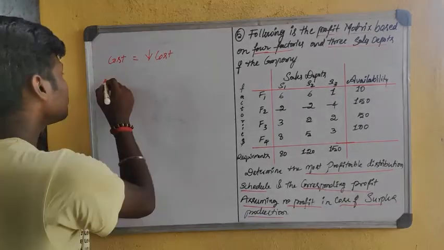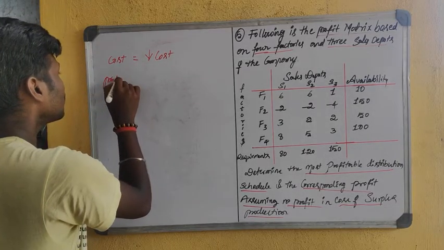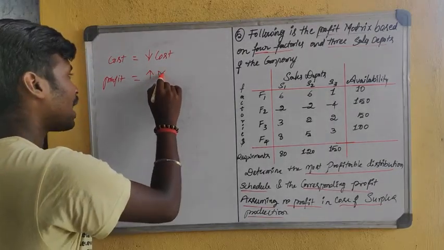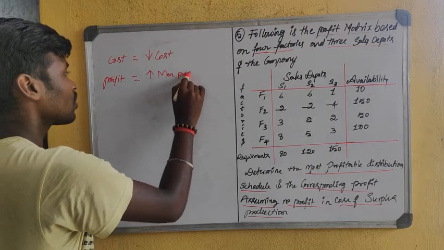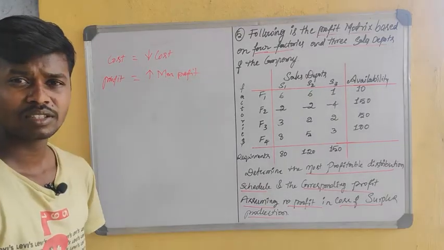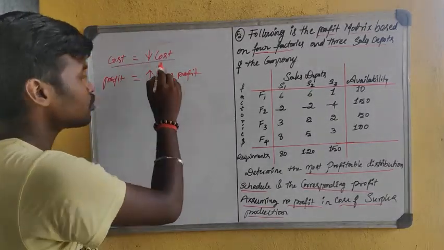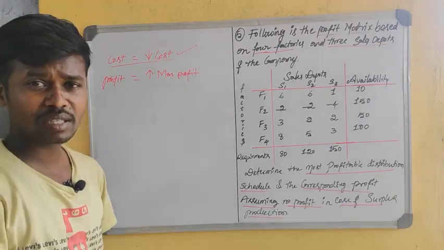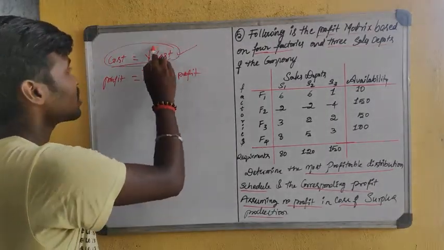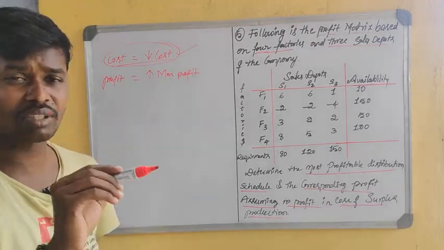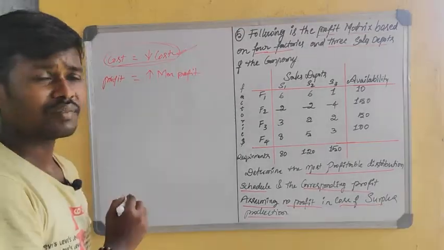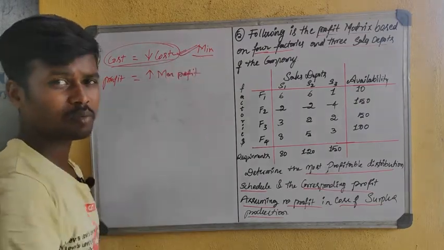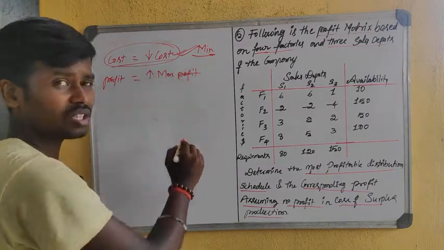If they have given profit related information, what is the objective? Yes, definitely maximization of the profit. In previous problems we satisfied the demand and supply when they gave the cost related information, and the objective was to minimize. Therefore these types of problems are called minimization problems.